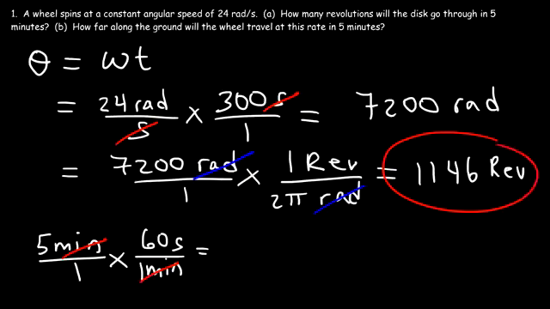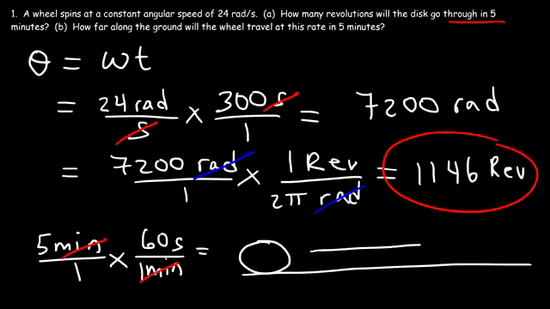So the wheel is going to make 1146 complete cycles, or complete revolutions, during the 5 minutes. Now let's move on to part B. How far along the ground will the wheel travel at this rate in 5 minutes? So here's the wheel, here's the ground. We want to know what is the linear distance as opposed to the angular distance.